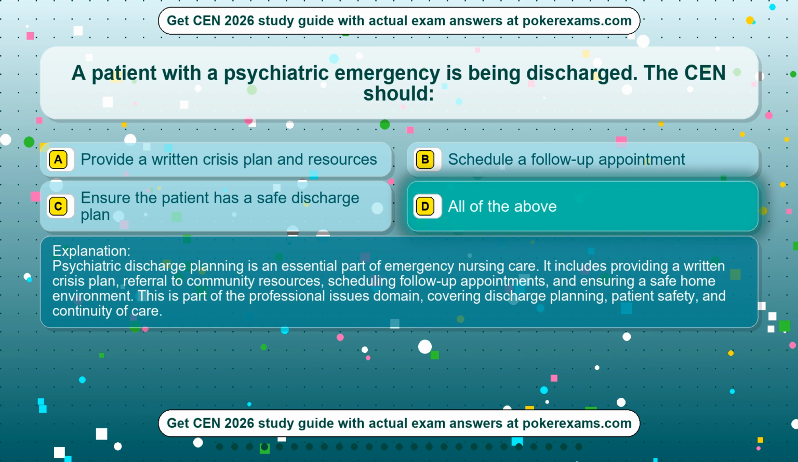Psychiatric discharge planning is an essential part of emergency nursing care. It includes providing a written crisis plan, referral to community resources, scheduling follow-up appointments, and ensuring a safe home environment. This is part of the professional issues domain, covering discharge planning, patient safety, and continuity of care.